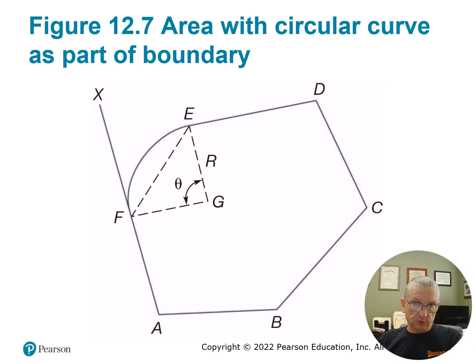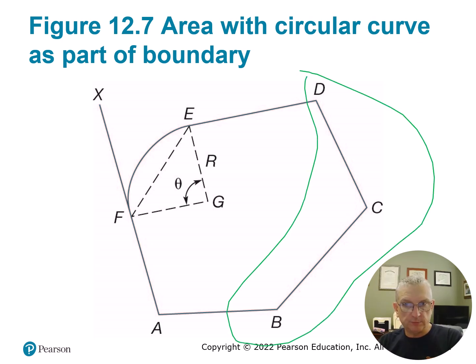This is a very typical problem that you would see on the FS exam. They would probably give you coordinates on some of these points, A, F, E, and D, tell you the radius, and have you compute the area of this form. It'd probably give you the rest of B, C, and D, and you'd have to compute the area of the remainder.